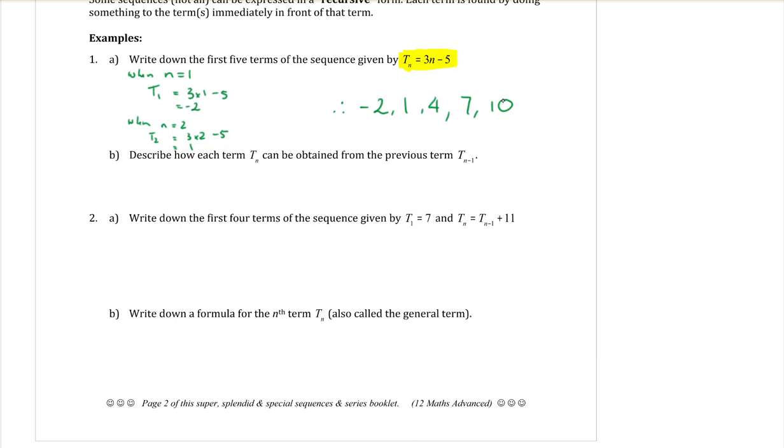We are adding 3 each time as we go along in that sequence. Now we could add a comma and a dot, dot, dot, because we could actually find more terms in that sequence if we wanted to, but we found the first 5, which is what we were asked to do. Okay, part B. Describe how each term T of n can be obtained using the previous term T of n minus 1.